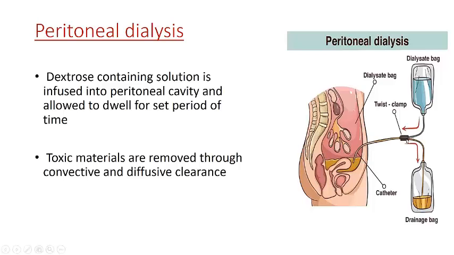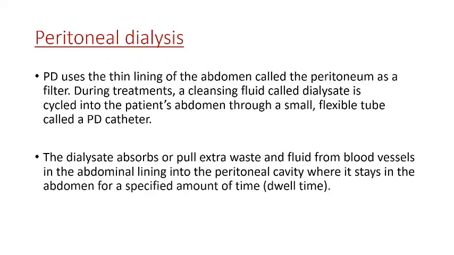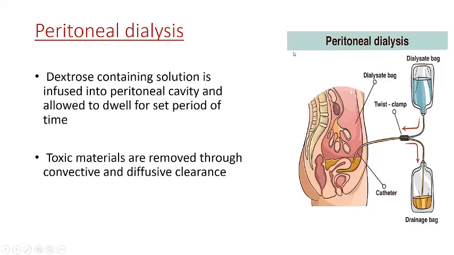So they insert here, there is a twist clamp, there is a dialyzer bag, there is a catheter and the drain pack. Okay. So what they do, this machine drains the fluid out of the abdomen and into the drain bag, and the excess waste and fluid are removed from the body. Then fresh dialysate is sent back into the peritoneum to clean the blood once more. This filling and draining process is called an exchange or a cycle. So dextrose-containing solution is infused into the peritoneal cavity and allowed to dwell for a set period of time. So dextrose solution from the dialyzer bag, yahan pe they insert, okay, and wo some time dete hai usko set hone ke liye, okay. After that, from this catheter to the drainage bag, they remove it, okay, through connectivity and diffusion clearance. This is the peritoneal dialysis.